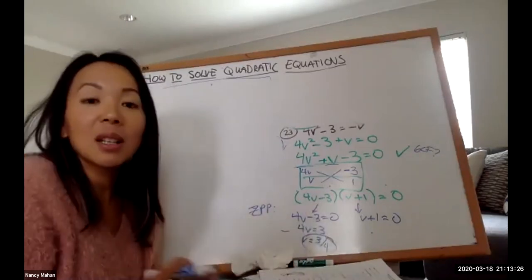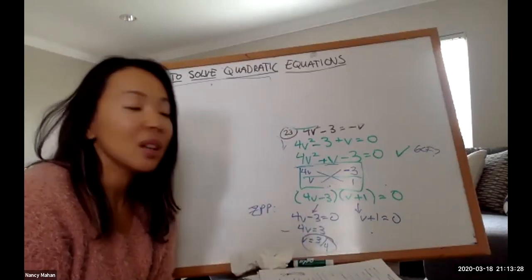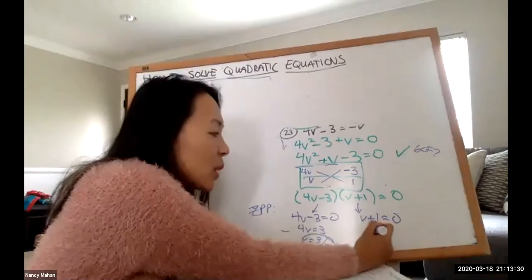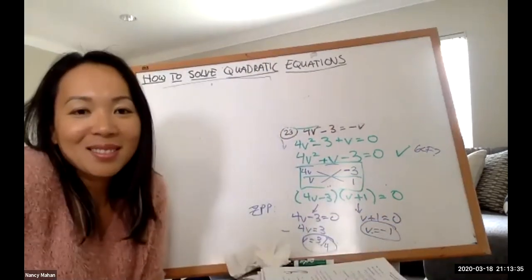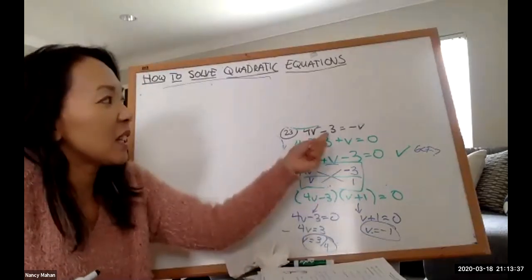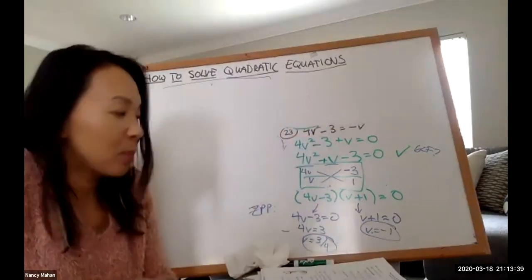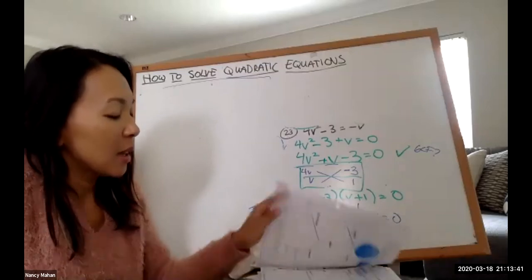So again, it could be a fraction. That's a-okay. And here I'm going to subtract 1 on both sides, so I get v equals -1. And that's it, right? And again, you could check your work by plugging it in, and you should be able to solve for that.